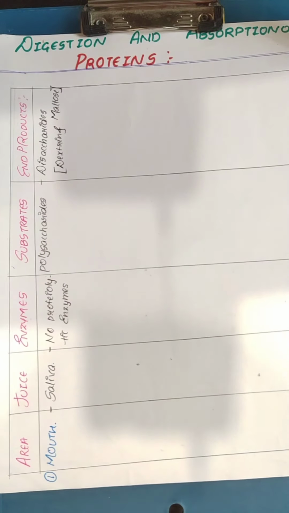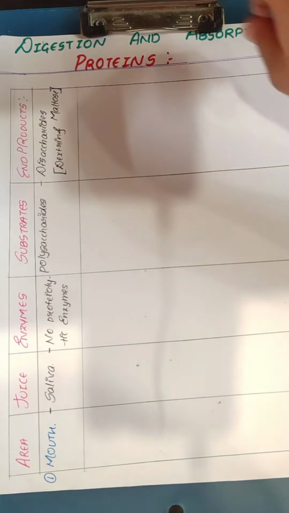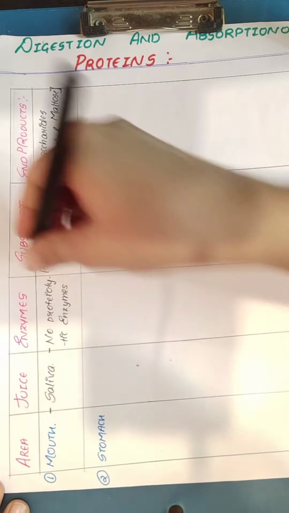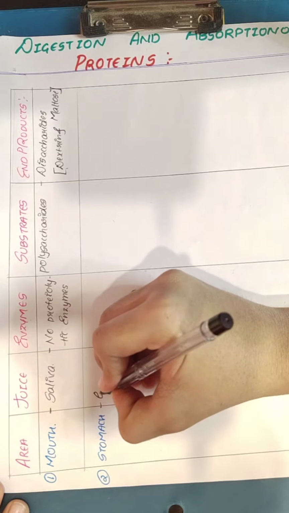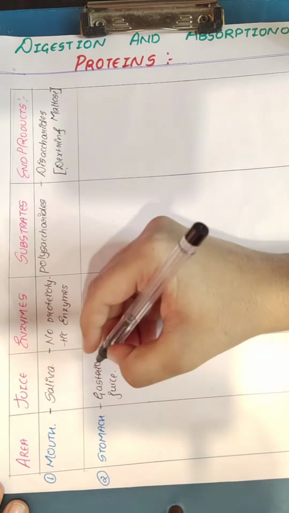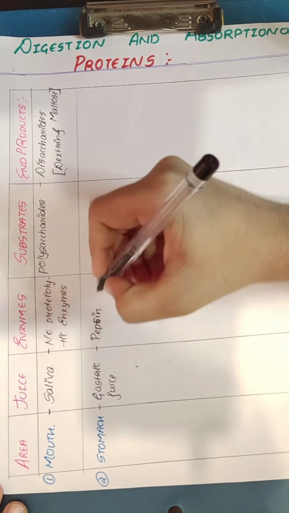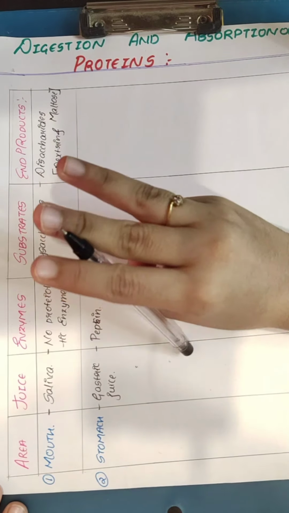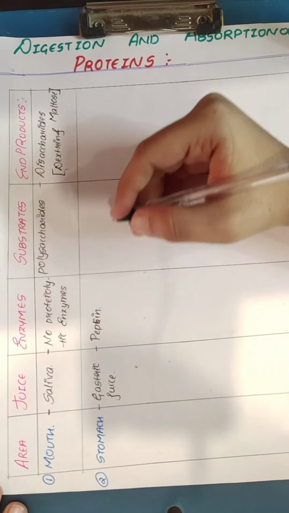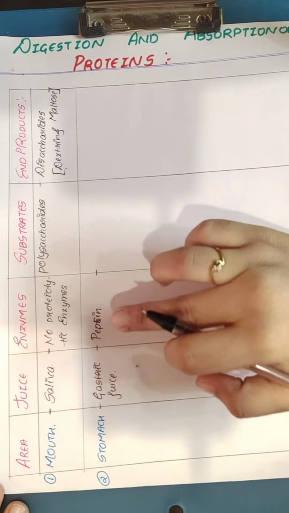Moving on to the second one, that is the stomach. In the stomach there is the gastric juice, which has the enzyme pepsin. Pepsin is the one which converts the proteins into three end products, that is proteoses, peptones as well as polypeptides.